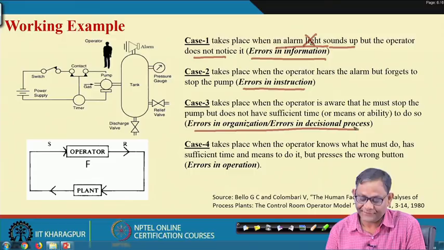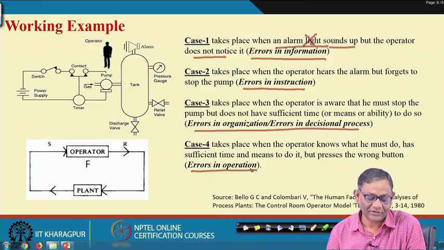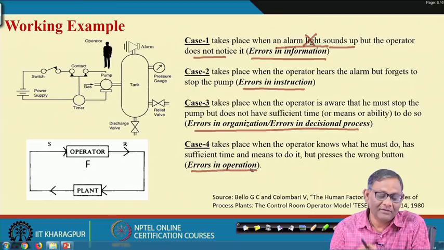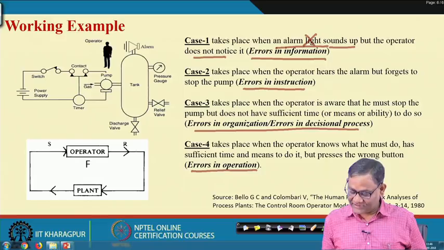Case 4 takes place when the operator knows what to do and has sufficient time to do it, but presses the wrong button. So, error in operation. Instead of opening the contact, he might have pressed something wrong, which ultimately does not remove the contact. Okay. So, this is basically the definition of error, and the precursors.